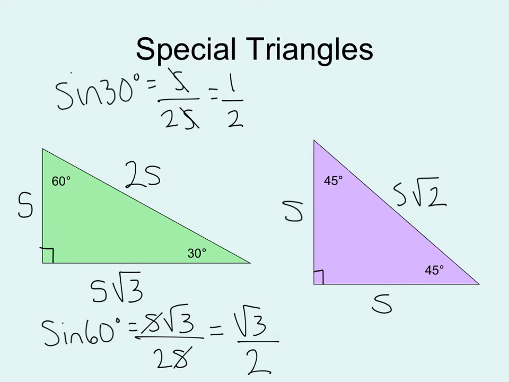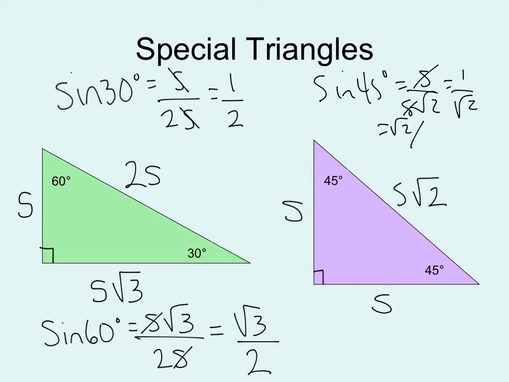If I wanted to find the exact value for the sine of 45 degrees, again I would do opposite over hypotenuse, and that would give me sine of 45 degrees is S over S root 2. Again, the S's would reduce, and we get 1 over root 2. But if you remember, we're not supposed to leave radicals in the denominator, so when we rationalize that, we would end up with root 2 over 2. And the sine of 45 degrees is always root 2 over 2.